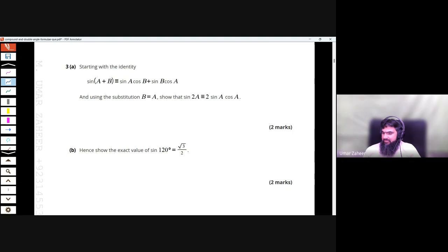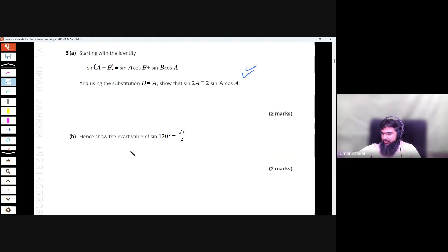Starting with the identity, sine of A plus B is identical to sine of A cos of B plus cos of A sine of B. So substituting B equal to A, we have to prove this identity. We already did this identity in the last class. We already did the proof as well.